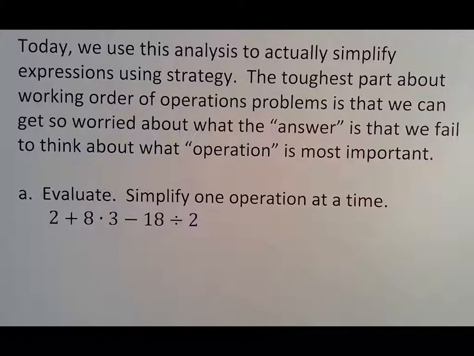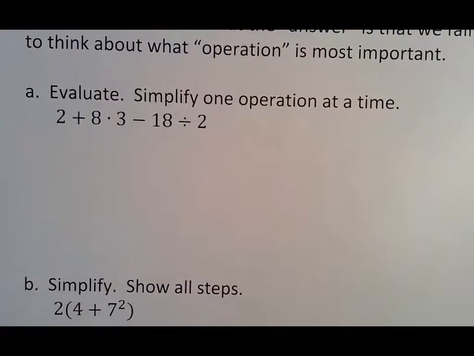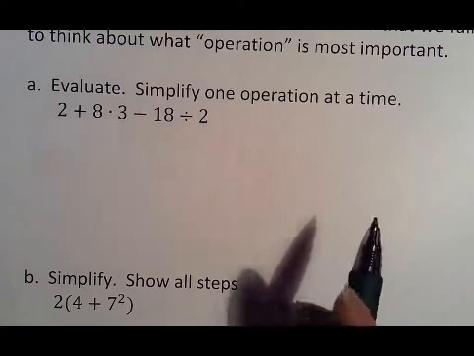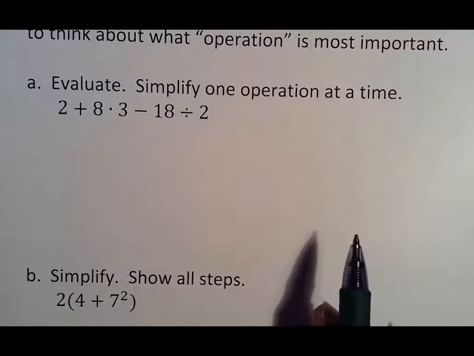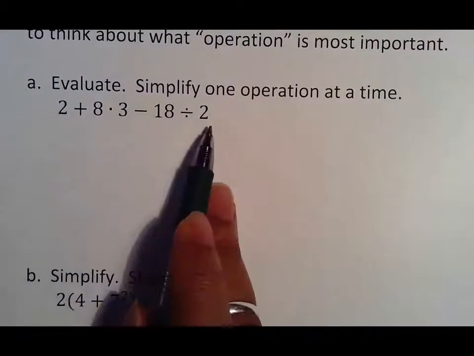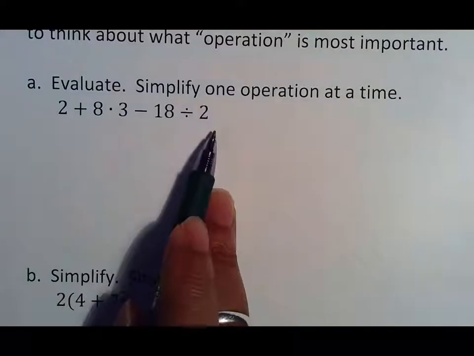The toughest part about working in order of operations is that we can get so worried about the answer that we fail to think about what operation is most important. So that is where we should be now. So again, now that we learned to look at the operation, let's look and say, is there any parentheses? Nope. Any exponents? Nope. Now we're looking for the first teacher.